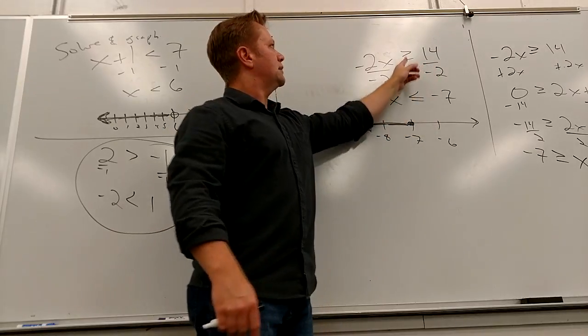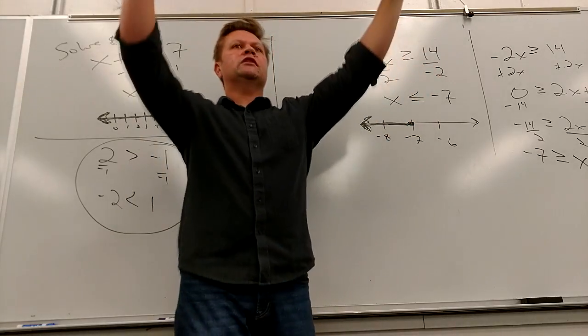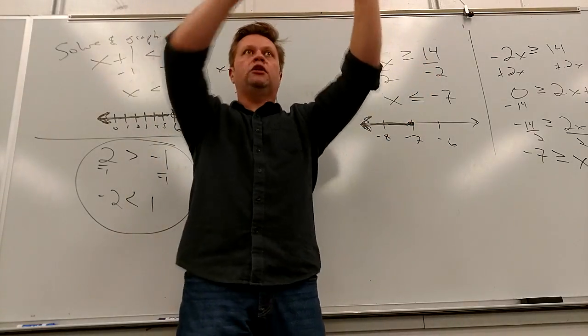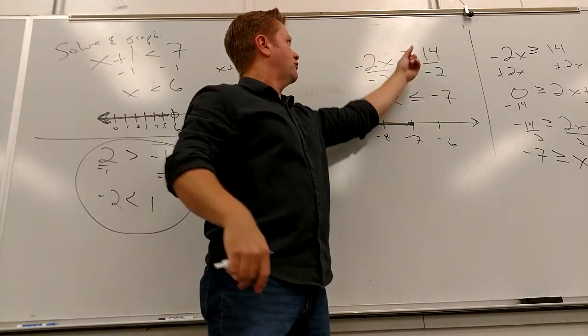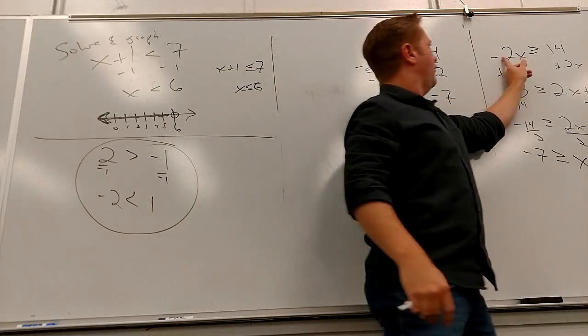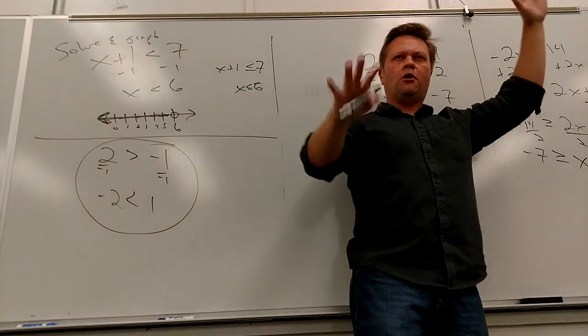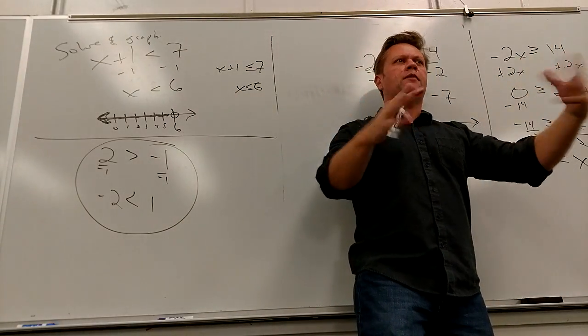So why does the sign flip when you divide by a negative? Because if I had moved it to the other side, it would have flipped to the other side of the sign. So it's like I either have to flip the sign or I flip the variable. So they have to both match. Both ways you do it have to match.